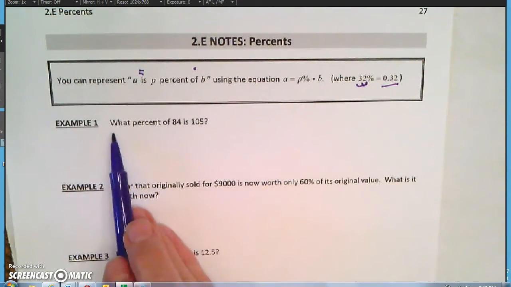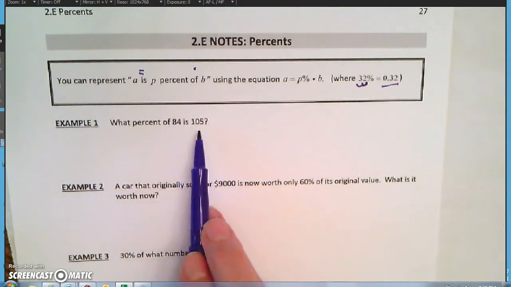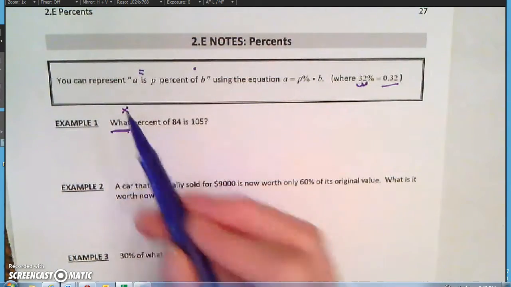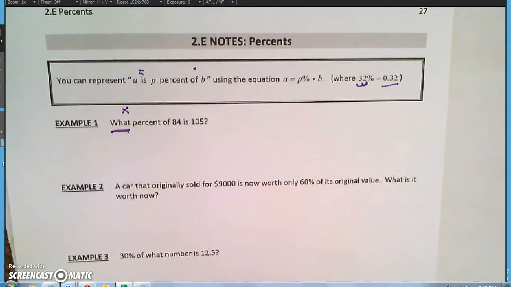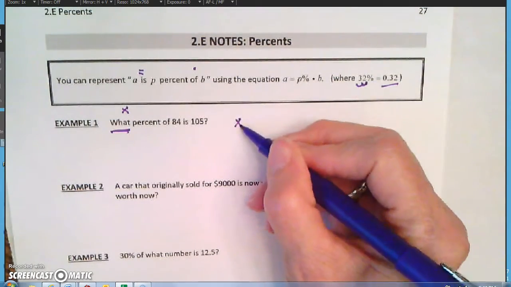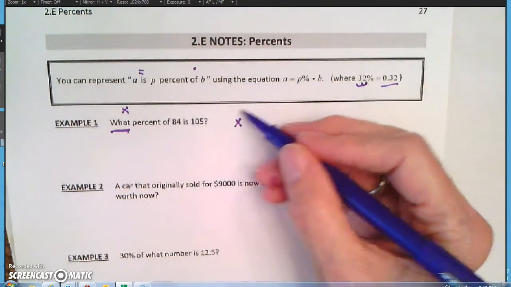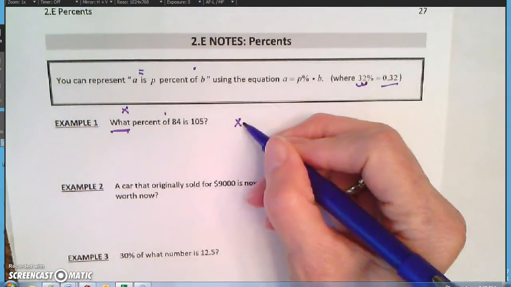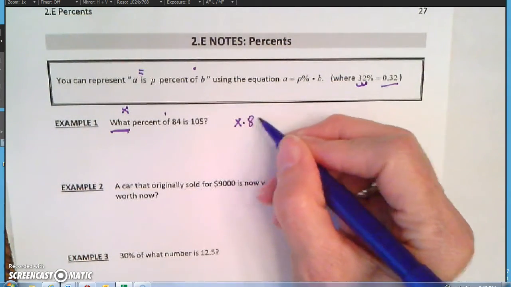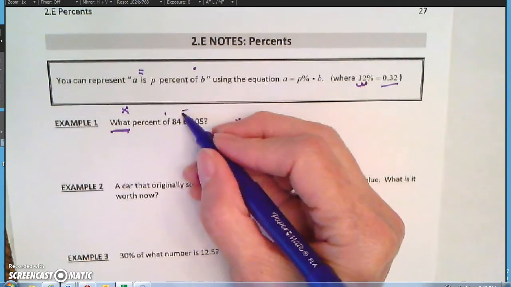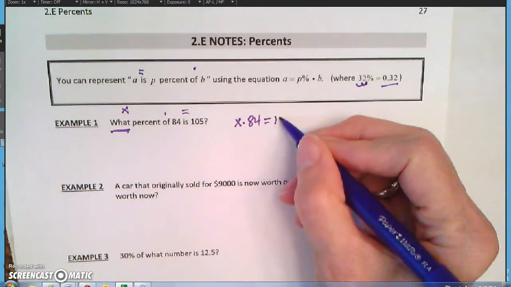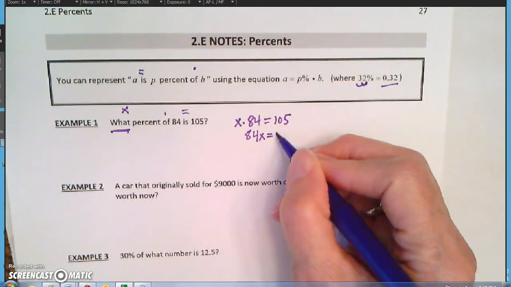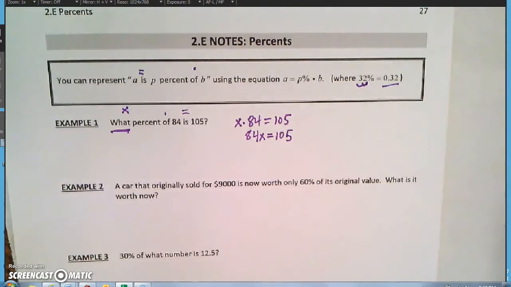So, example 1: what percent of 84 is 105? "What" will indicate our variable x. So we're going to write x, and it's x percent, but we're just going to remember that x is a percent. "Of" is going to be times 84, "is" is equals 105. We'll rewrite that as 84x is equal to 105.